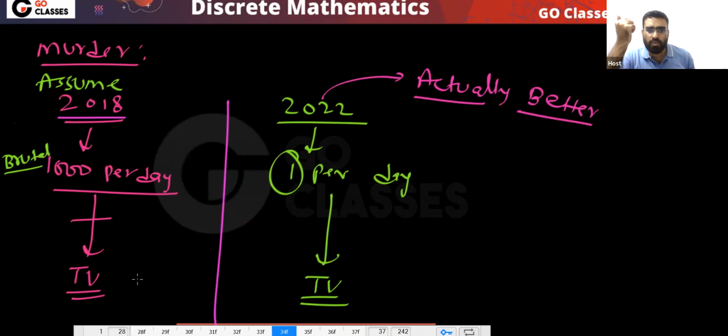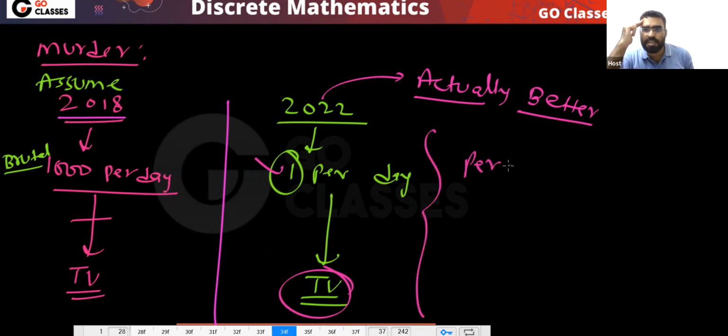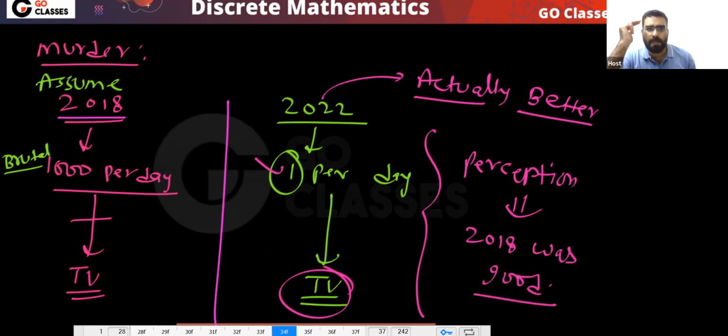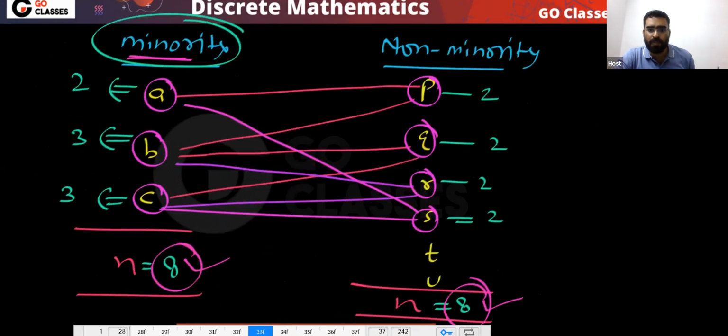This is actually better. But what you will think is, this news is not reaching you. But one murder every day, one murder news is reaching you. So your perception will be, what perception will become? The perception will be that, okay, 2018 was good. So it is very easy to manipulate your perception.